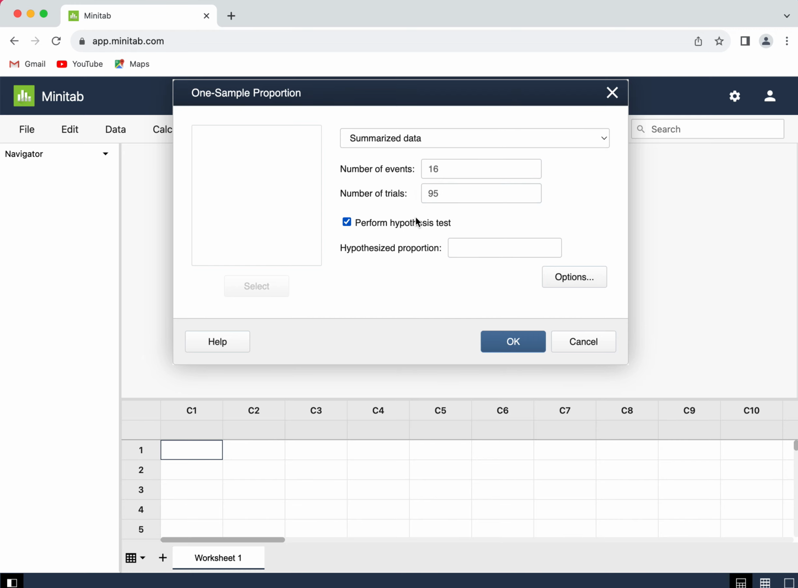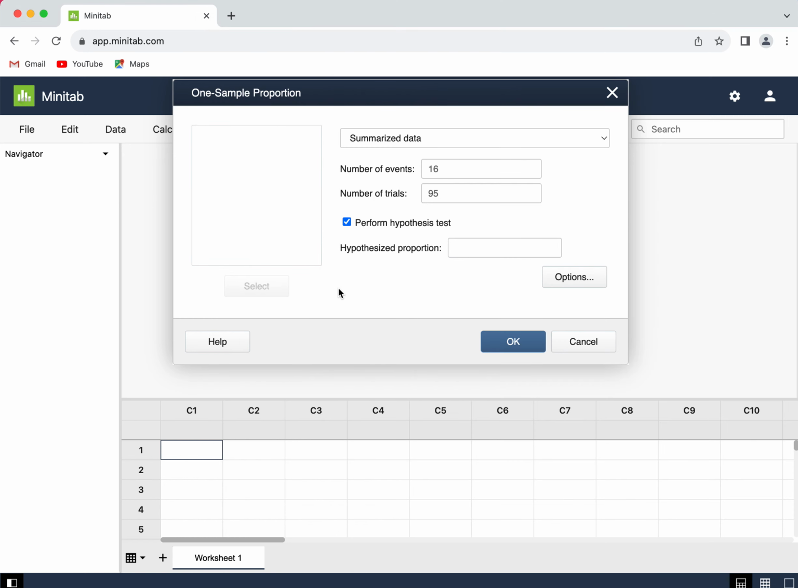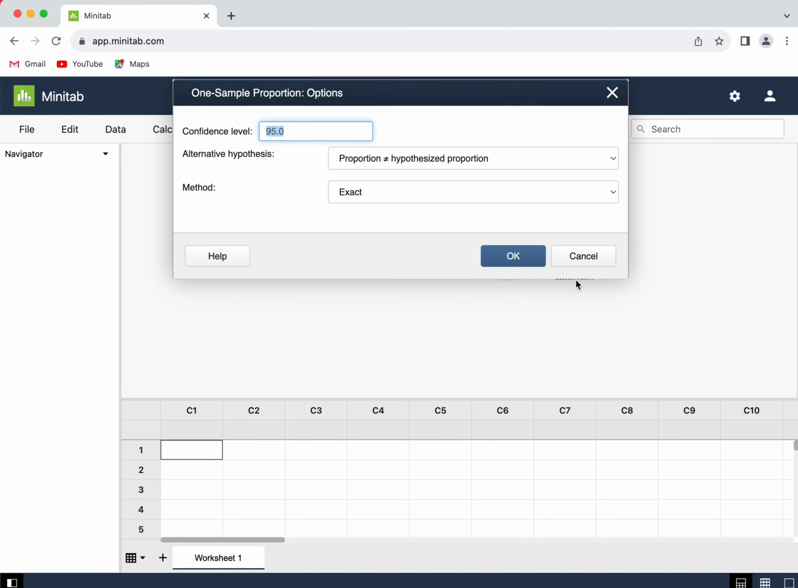I am performing a hypothesis test, so check the box. And my hypothesized proportion is the 0.22 from my null and alternative hypotheses. Next, I click on Options. I don't need to worry about the confidence level.